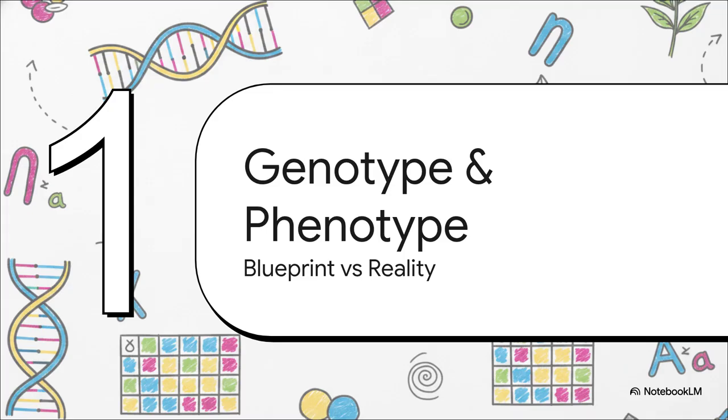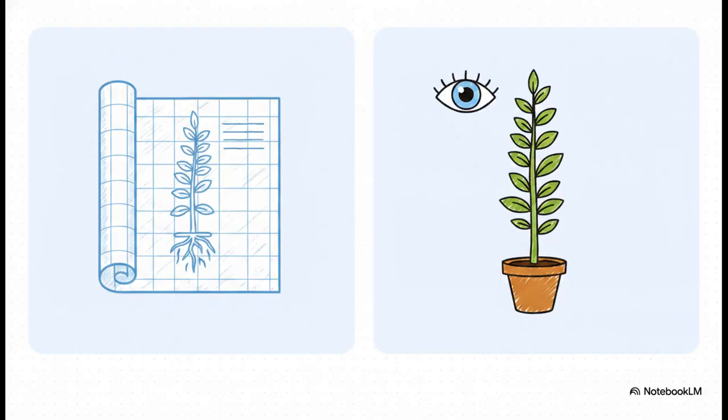That brings us to section 4, genotype and phenotype. Now, the genotype is your invisible internal genetic makeup of alleles.